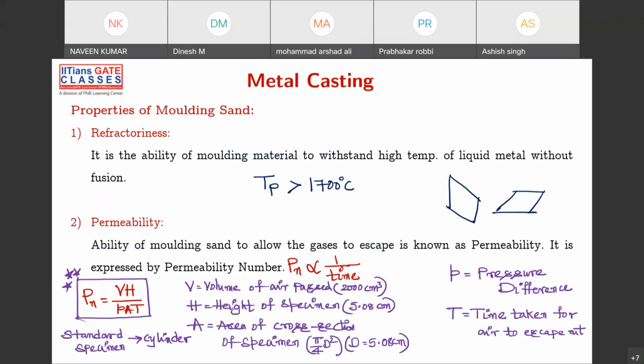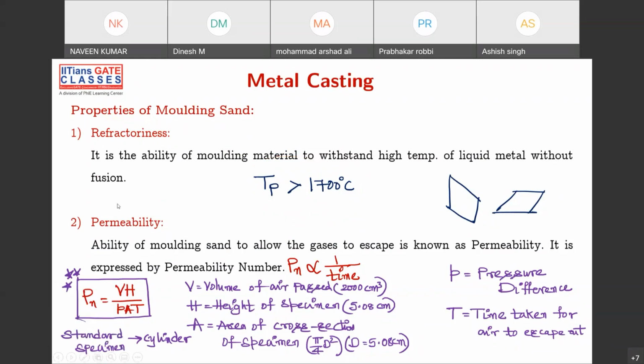So what are the properties? First is refractoriness. Obviously, you have to withstand, because your pouring temperature is around 1700 degrees centigrade. If you're pouring on anything, it will burn or be damaged. But your molding sand should be capable of withstanding that much temperature, and that ability is known as refractoriness: the ability to withstand the high temperatures of liquid metal. And it should not fuse. Silica should not fuse, mingle, or mix up into the molten metal. That is what is called refractoriness.